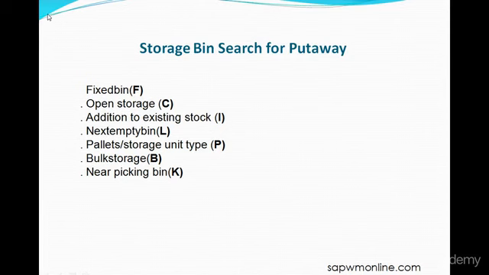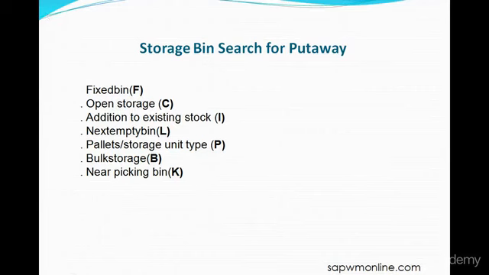The fixed bin strategy is quite obvious. We define a fixed bin for a particular material in the material master, and in the storage type master data we would be giving a fixed bin strategy. So when we have this strategy in place, the material will always be directed to the fixed bin that is defined in the material master.